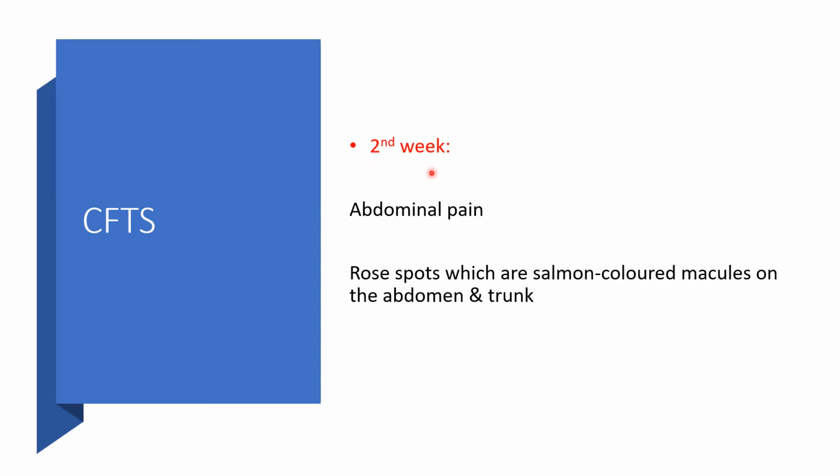In the second week, there may be abdominal pain. Rose spots may be found, which are salmon color macules on the abdomen and the trunk.